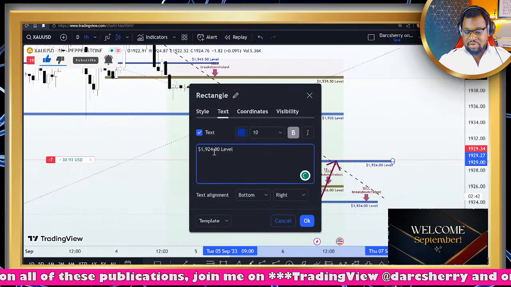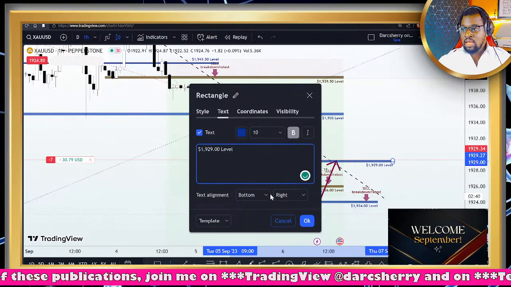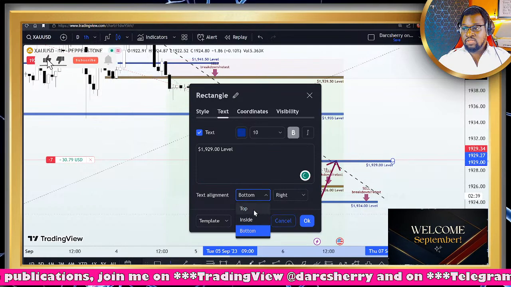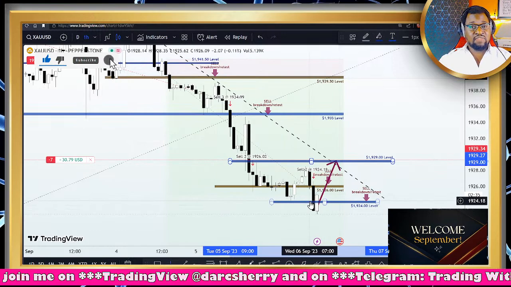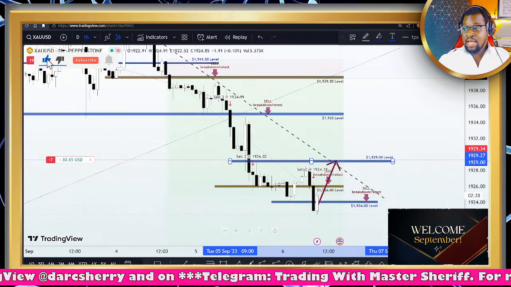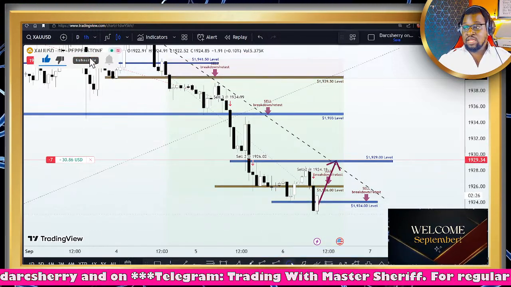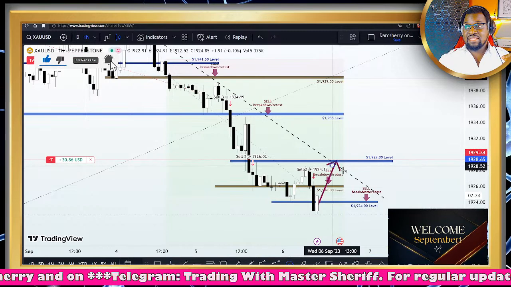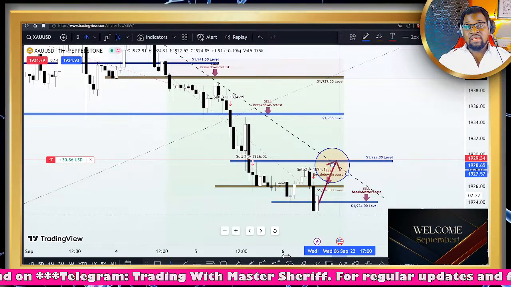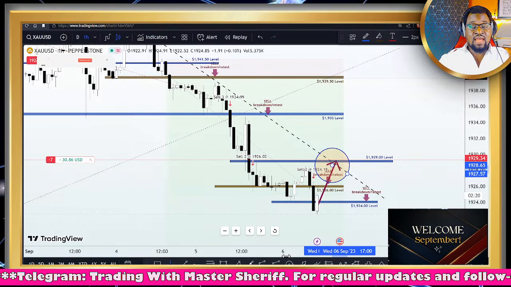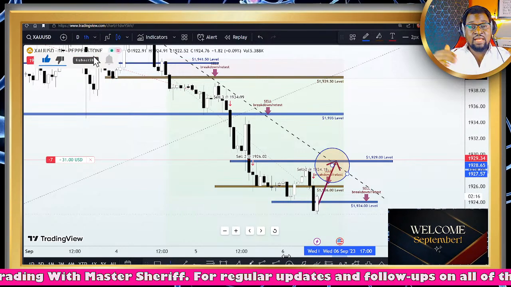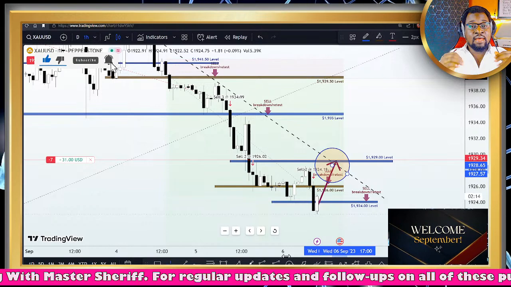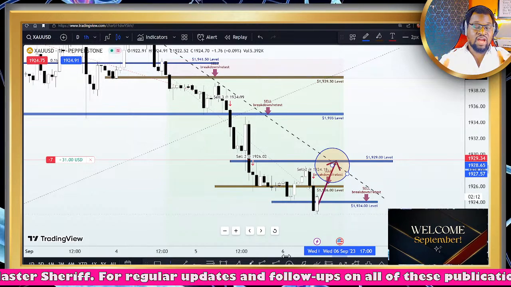So for the sake of clarity, I will just adjust this one, and then let's label it the 1,929 level. And you can see how beautifully it shares a confluence, and we get taken out of our sell position and price gets into the zone. We want to exercise patience and see how the market participants will be reacting to that confluence. Now, depending on what happens here will determine what our next line of action will be.